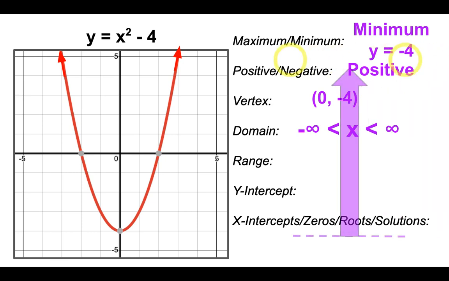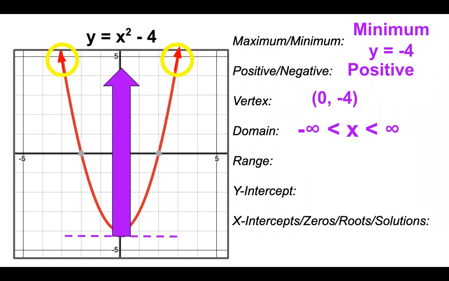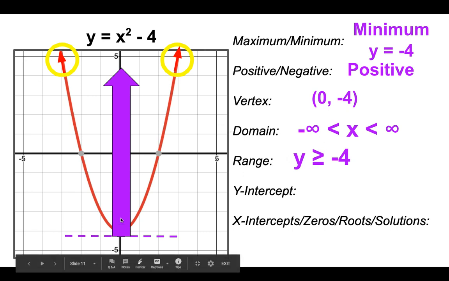For the range, it's going all the way up, but it starts at that negative 4. So everything is bigger than that value of the minimum. So for our range, we say y is bigger than or equal to negative 4. This symbol is bigger than or equal to. It starts here and goes all the way up forever and ever according to the arrows.